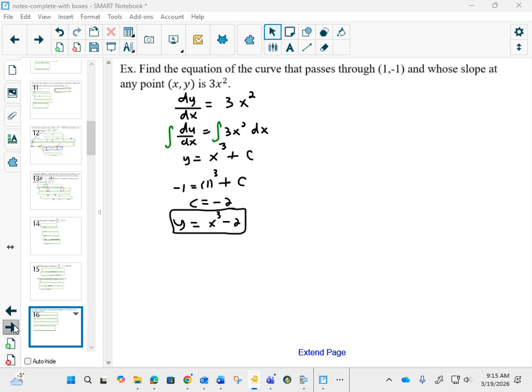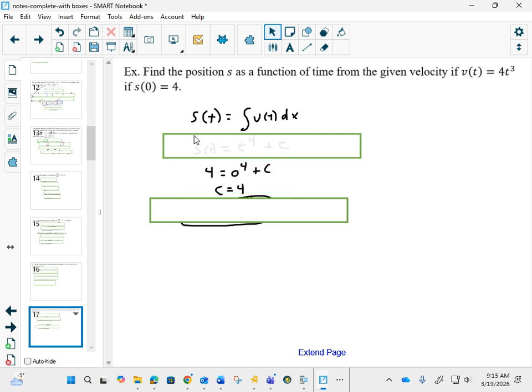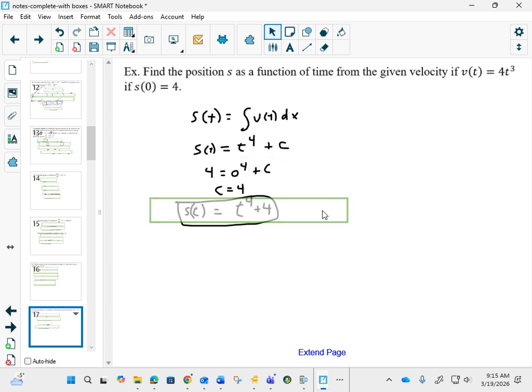And the last one, velocity. Working backwards, the integral of velocity is our displacement. We get our plus c, we plug it in, we get our c value. No problem.